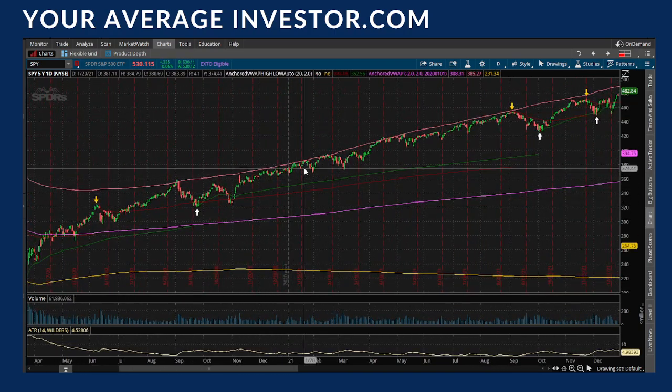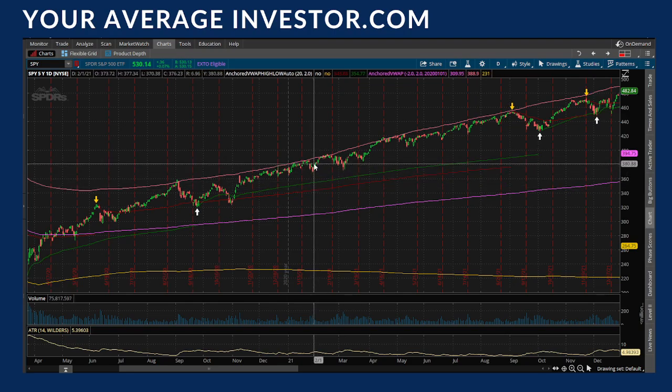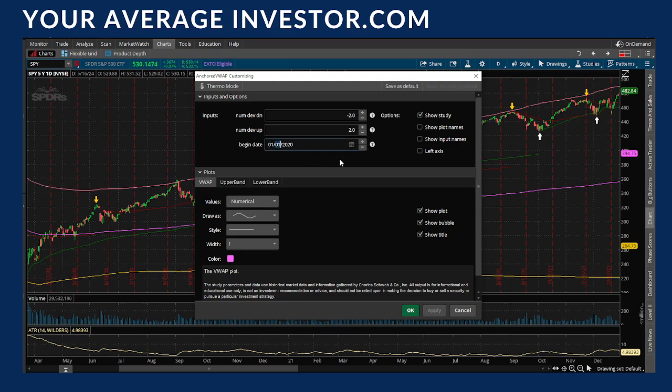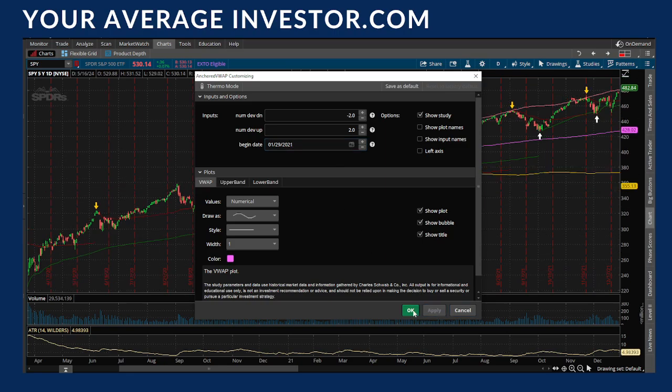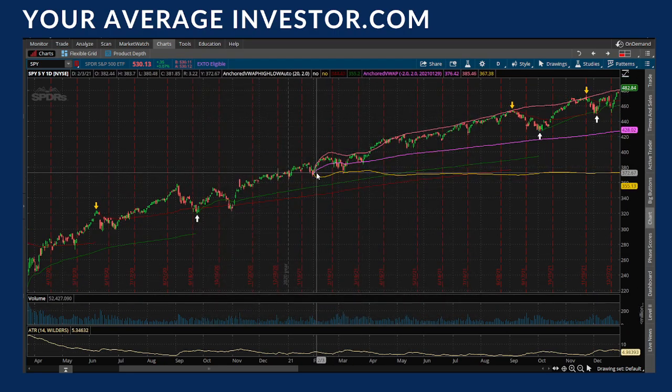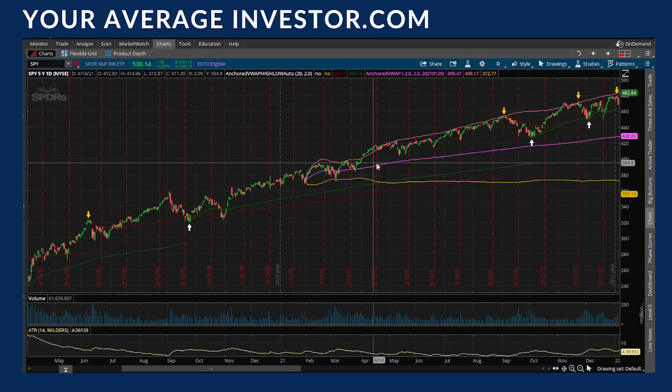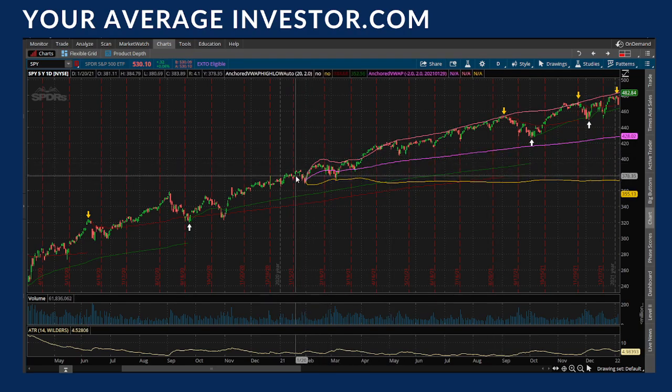Let's say I wanted to anchor it right here to 1/29 of 2021. What I'm going to do is open this up and change this to 1/29 of 2021. I'm going to hit apply and OK. And there we go. There's the anchor, and you can see the nice band on either side here. But the purple line is the VWAP. That's what I want to pay attention to.